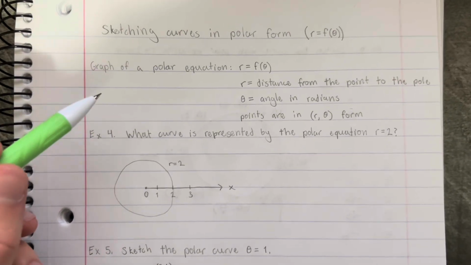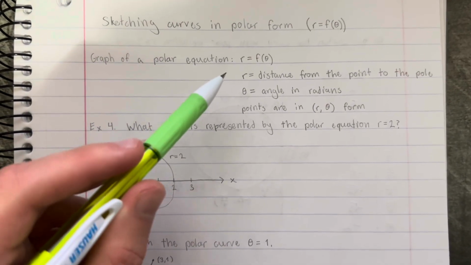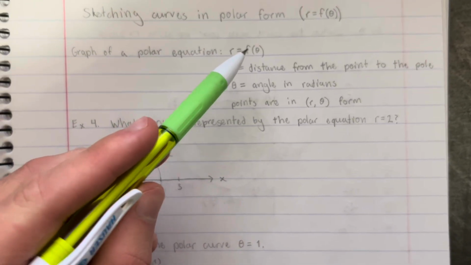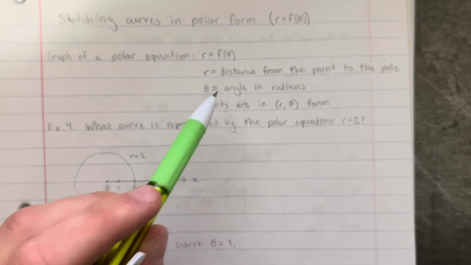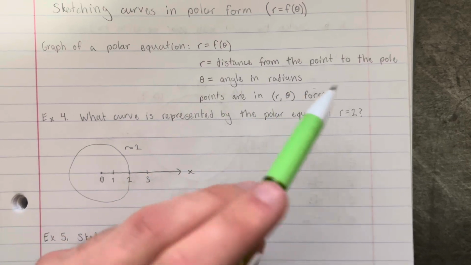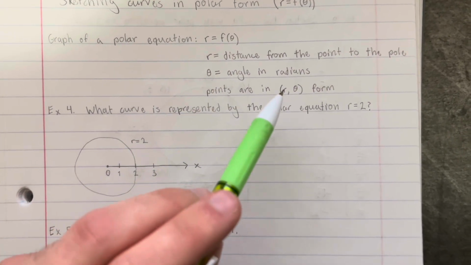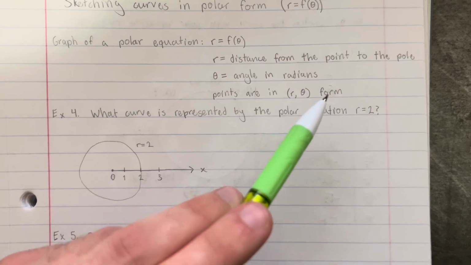To start off with, we have the graph of the polar equation, which is given as r is equal to a function f of theta, where r is the distance from the point to the pole, theta is the angle in radians, and points are generally in (r, theta) form.